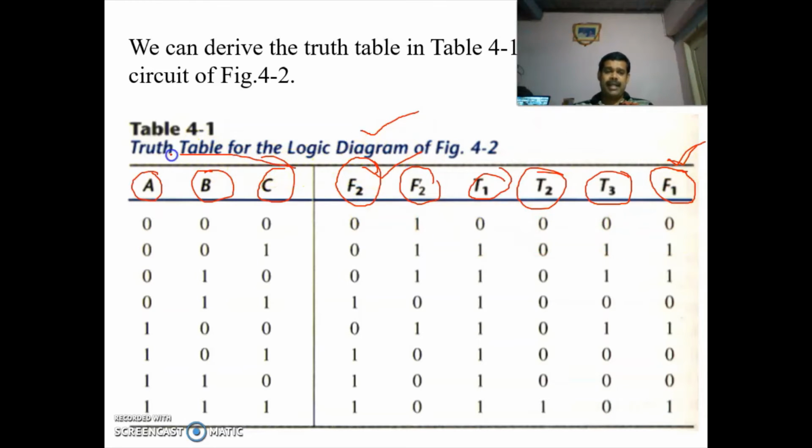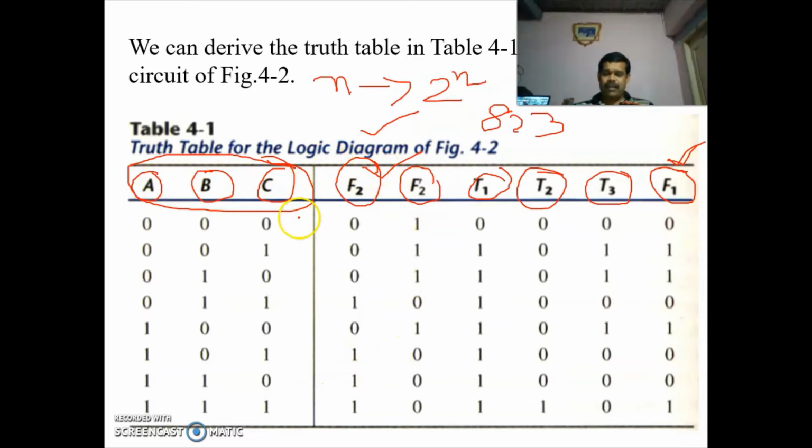How many inputs? 3 inputs. If you are having n inputs, then you will be getting 2 to the power n combinations of inputs. Here you are having 3 inputs, so 2 to the power 3 is 8. 8 combinations you will be getting. That is A is equal to 0, B is equal to 0, C is equal to 0. Then A is 0, B is 0, C is 1. Similarly up to 1, 1, 1, that is 0 to 7.